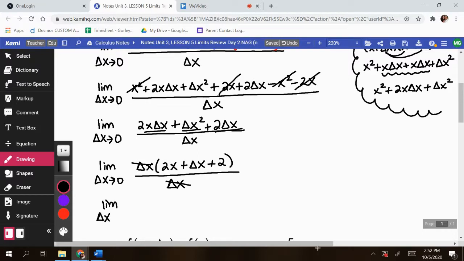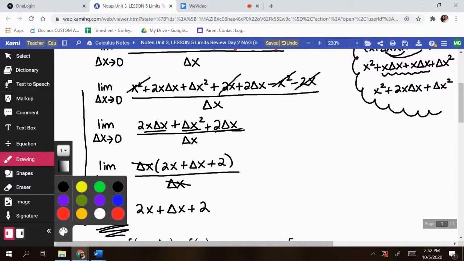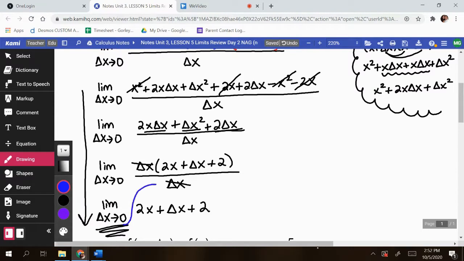So I'll get the limit as delta x approaches 0 of 2x plus delta x plus 2. Notice my limit notation, I carried it all the way down because I have not plugged in 0 yet for delta x. Now that I'm plugging in 0 for delta x, I can drop that limit notation. We get 2x plus 0 plus 2, and so my final answer here would be 2x plus 2.